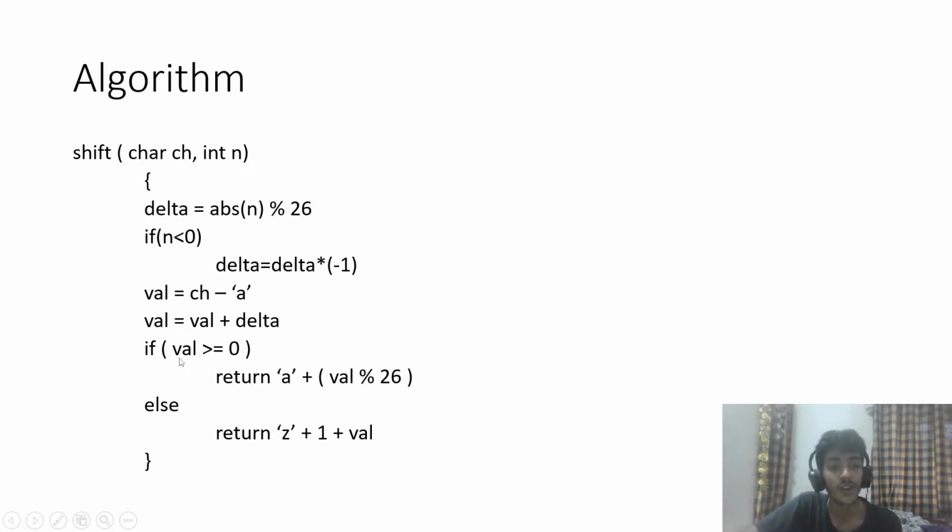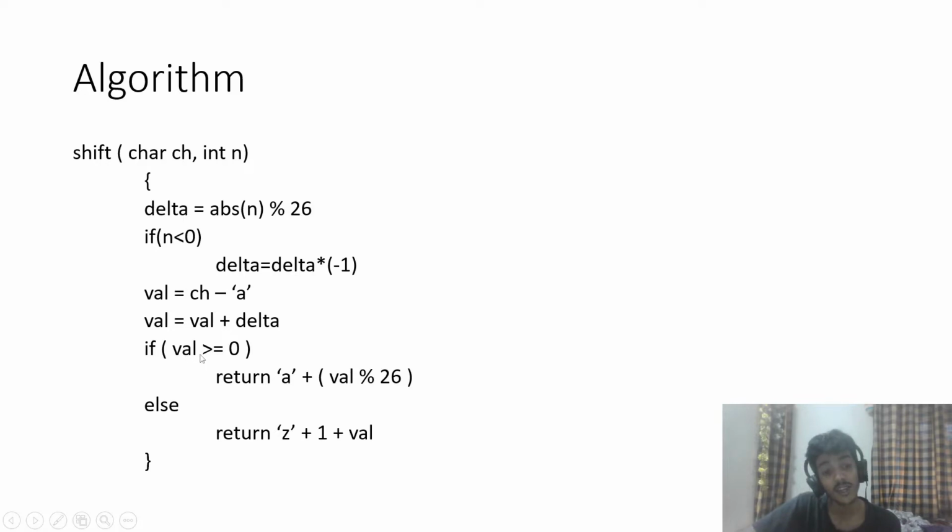Now if value is greater than 0, it means we can return a plus value mod 26. We take this value mod 26 so that in case the value exceeds z, we need to come back to a, right? That's why we take this modulus here. And to convert it back to ASCII value, we simply add this a character here. So this will return the appropriately encrypted character.